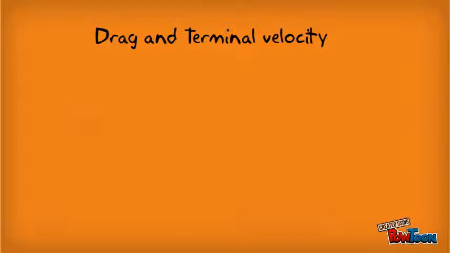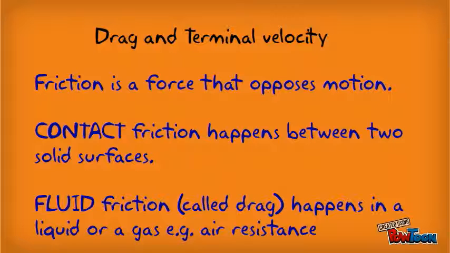Let's look at drag and terminal velocity. To understand this, we need to understand what friction is, and friction is a force that opposes motion. We have two types of friction. Firstly, contact friction, which happens between two solid surfaces. And then there is fluid friction, sometimes referred to as drag, which happens in a liquid or a gas, for example, air resistance.